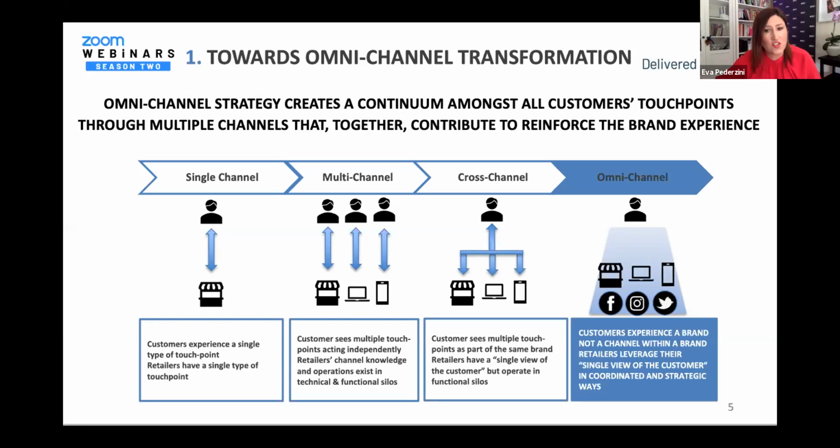Then we are talking about cross-channel, when the customer sees multiple touch points as part of the same brand. However, the retailer doesn't have a unique view of the customer, so they still operate as functional silos. And finally, and this is what companies are aiming for with Omnichannel, there is a full seamless customer experience across the channels, where the retailer or the business has a single view of the customer, coordinated and integrated, and that is used in order to reinforce the brand experience.